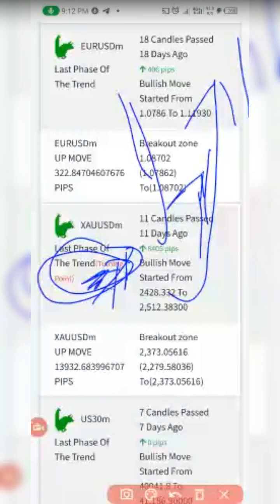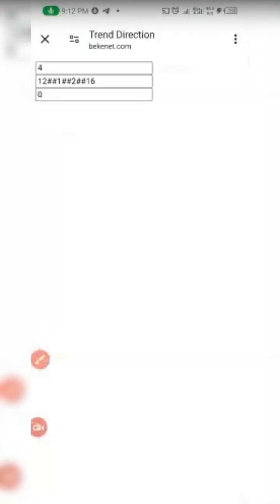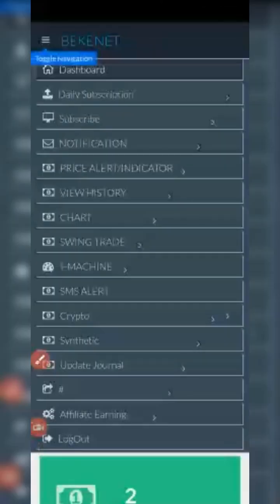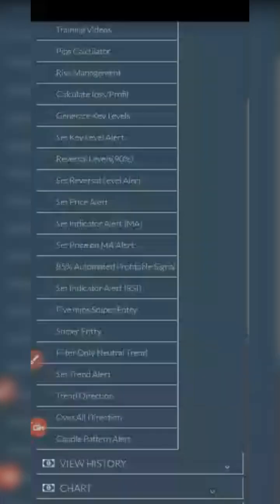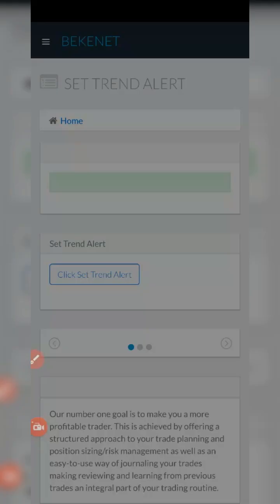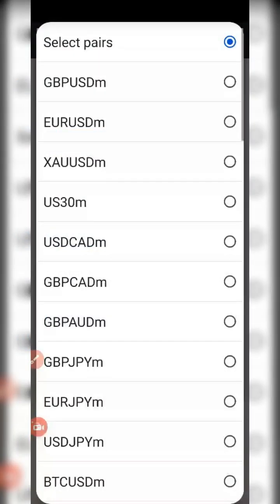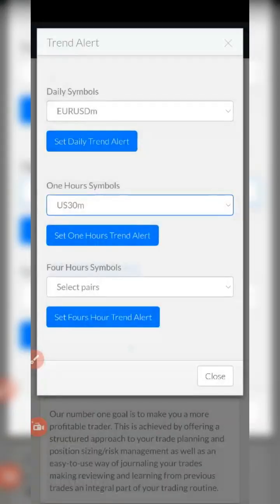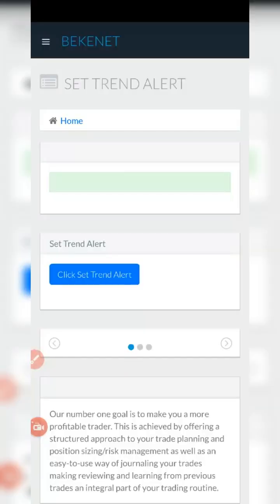But let me show you how you can program it to get the alert notification. Just come here, click on this. Where is it again? Click on set trend alert. Look at it, you can select the direction you want. It can be daily, it can be 4 hours, it can be 1 hour. Let me see my history. You can just click on any of them. It will tell you neutral trend direction, as we said.